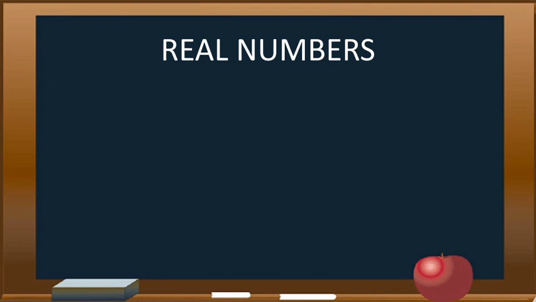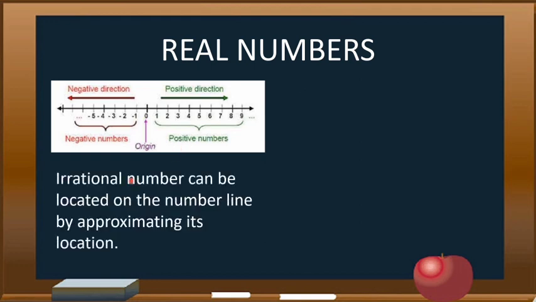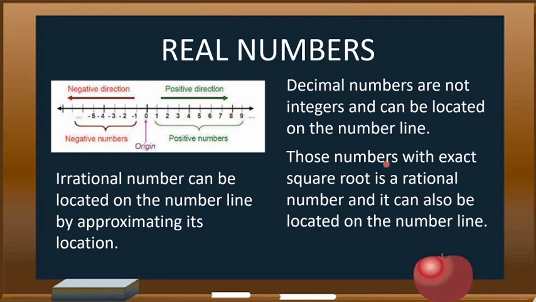Now, let us continue the discussion about the number line, or what we call the real number line. So, this is our number line. An irrational number can be located on the number line by approximating its location. We can only approximate the location of an irrational number on the number line. Then, decimal numbers are not integers. Take note of that. Decimal numbers are not integers and can be located on the number line. Those numbers with an exact square root are rational numbers, and they can also be located on the number line.